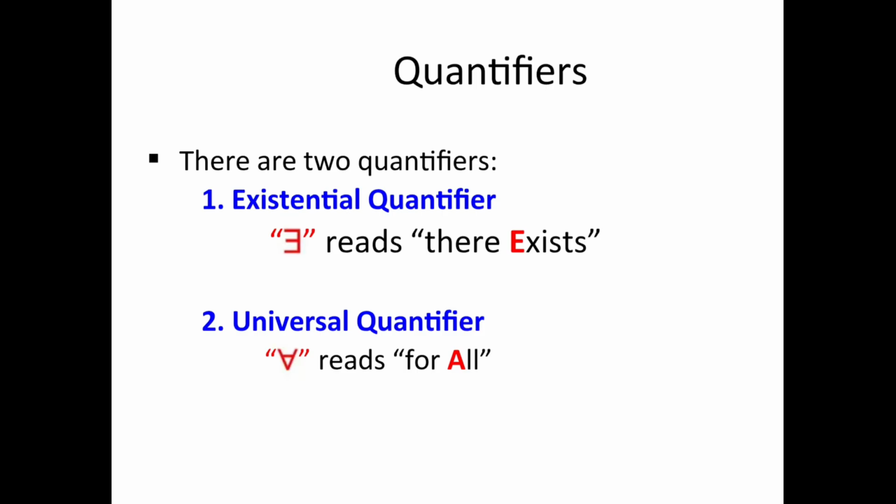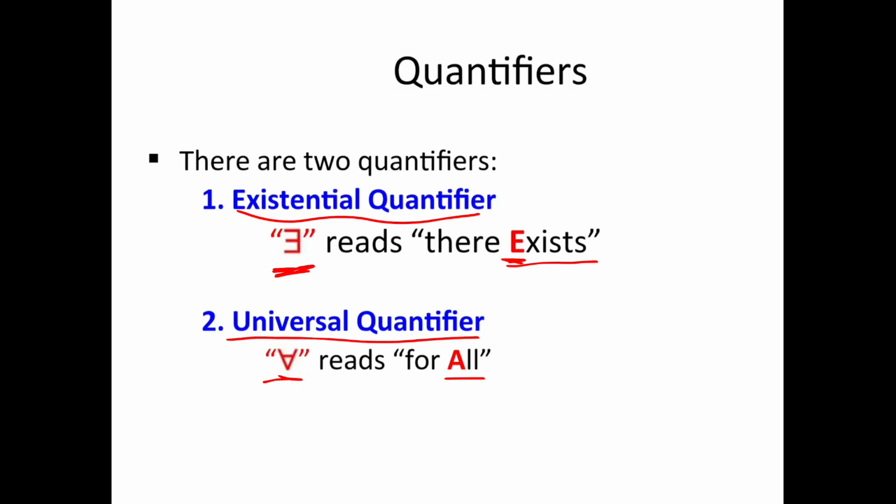So, there are two quantifiers. First, we have the existential quantifier. The symbol for the existential quantifier is just like a reversed letter E. It reads, there exists. So you can see that the E is for exist. And then the universal quantifier is an upside-down letter A, or apple. It reads, for all.